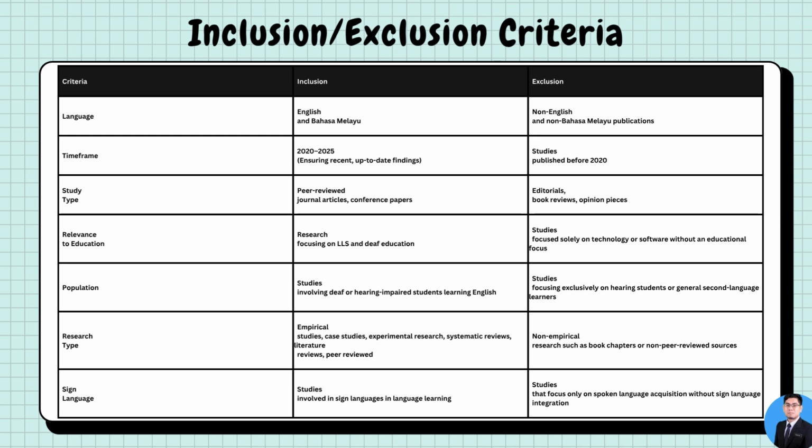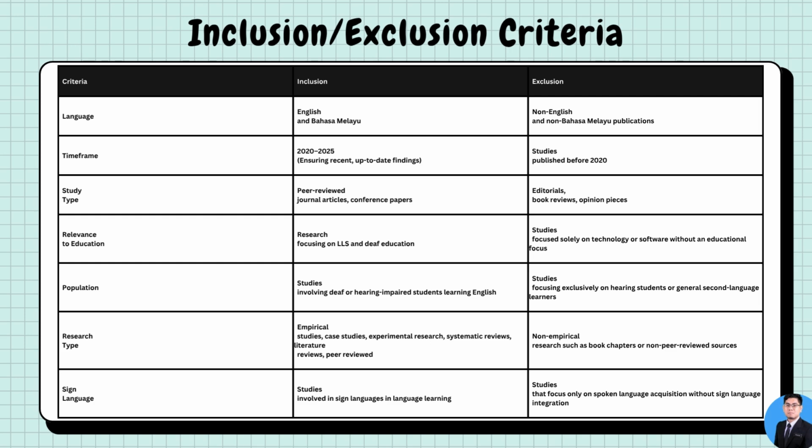To ensure consistency and relevance, strict inclusion and exclusion criteria were applied. As you can see, studies had to be published between 2020 and 2025, be peer reviewed, and focus on deaf or hard of hearing students learning English using sign language. So we also excluded studies that are editorials, book reviews, opinion pieces.